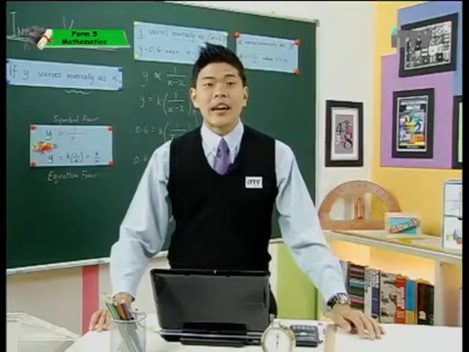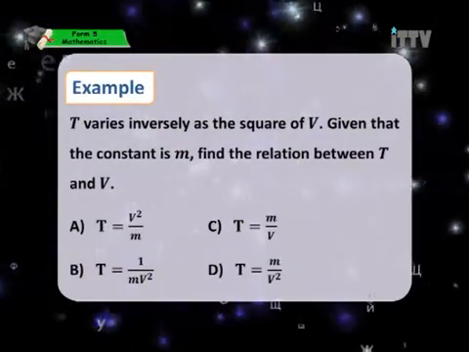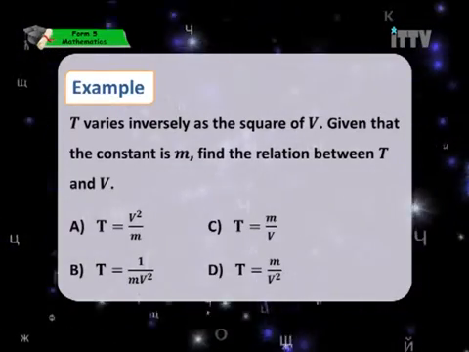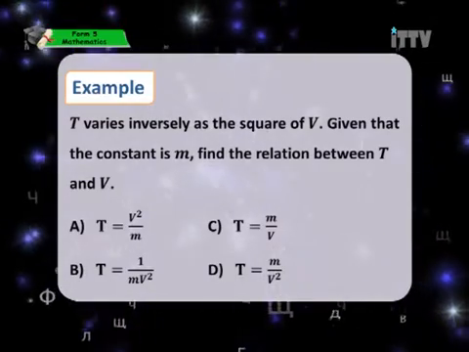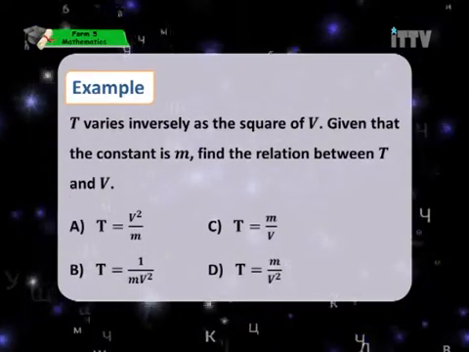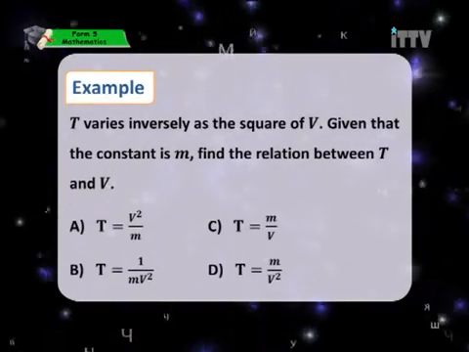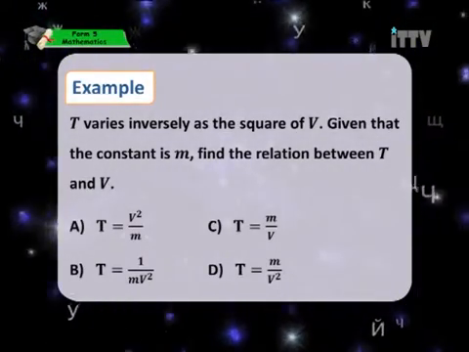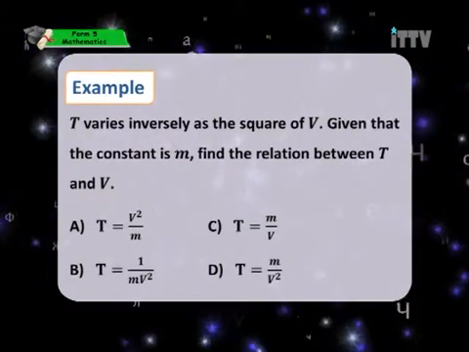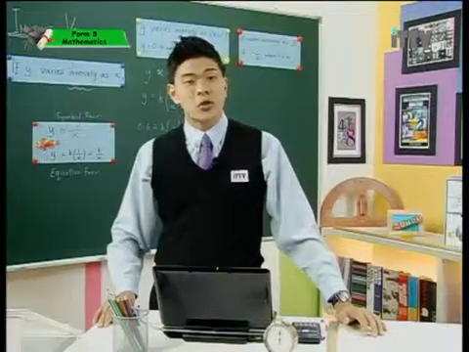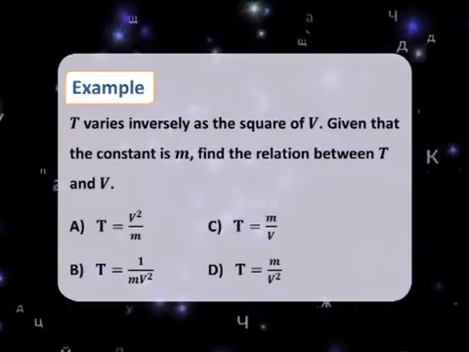Alright, let's take a look at an objective question. T varies inversely as the square of v. Given that the constant is m, find the relation between t and v. A, t equals v square over m. B, t equals 1 over m v square. C, t equals m over v. D, t equals m over v square. Alright guys, I'm going to leave it to you to try to attempt this question.